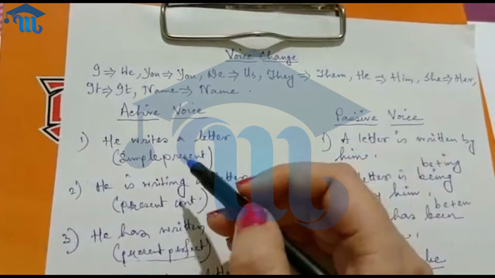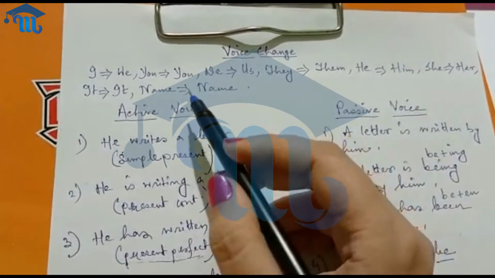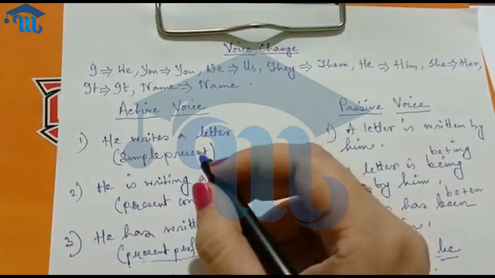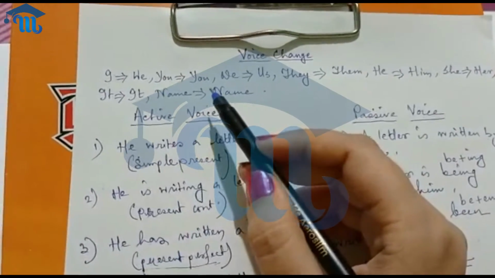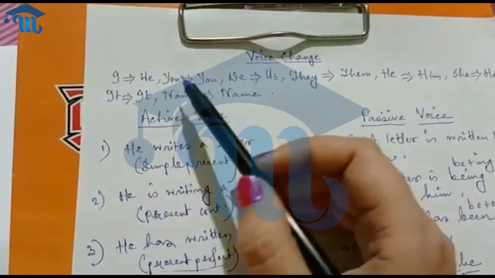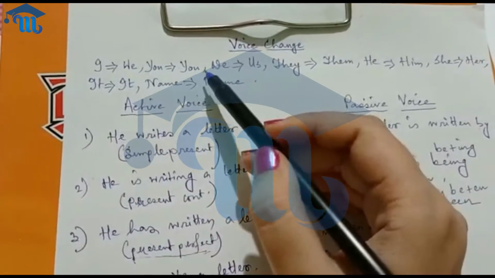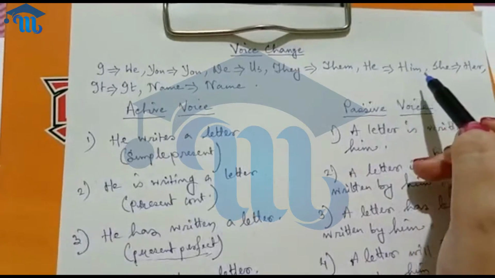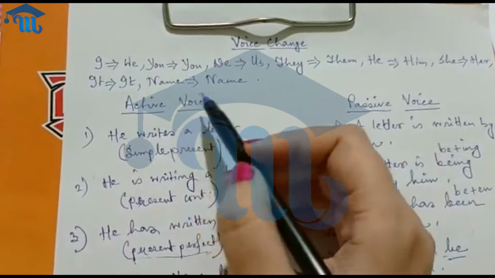Going to discuss a very important chapter of English grammar, voice change. Now, before going to the basic conversions from active to passive voice, I must say some basic changes which occur during the conversions. Those are: I becomes we, you remains you, we becomes us, they becomes them, he becomes him, she becomes her, it remains it, and in case of any name, it remains the same name.